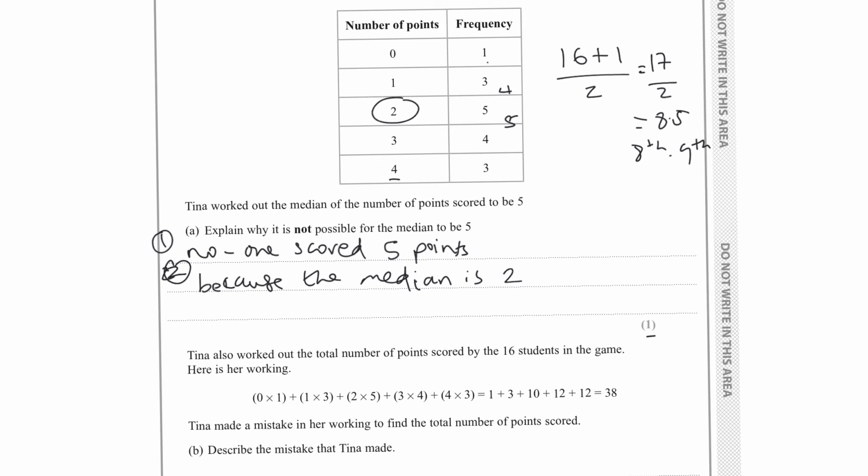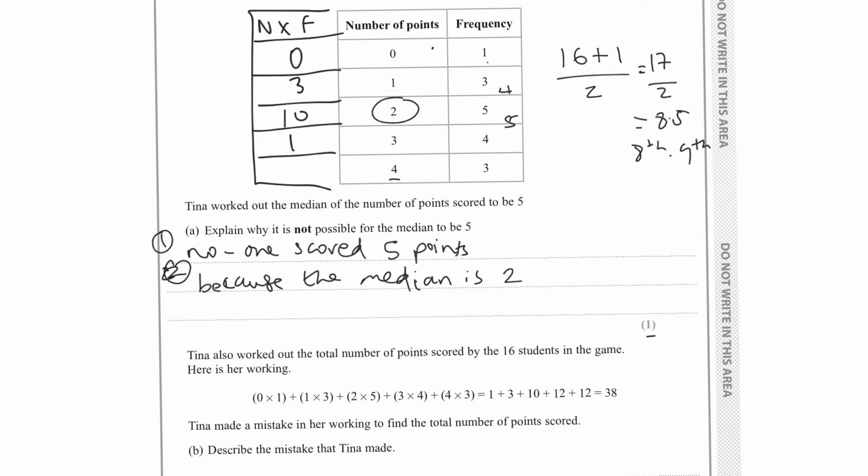First of all, let's have a look. So she is right in the sense that we're going to multiply the number of points by the frequency. So I'll put n for points times frequency. So 0 times 1, which would leave you with an answer of 0, Tina. And then 1 times 3, which is 3, so she's right in that sense. 2 times 5, which is 10. 3 times 4, which is 12. And then 4 times 3, which is also 12.